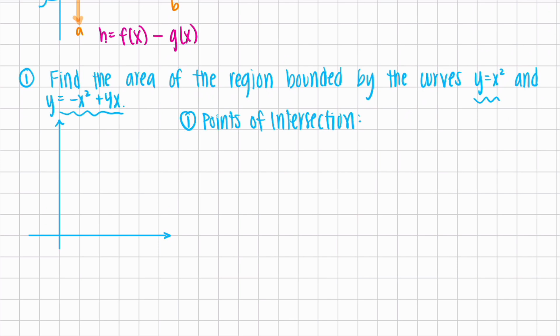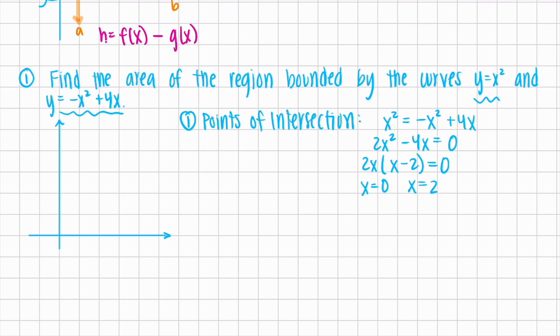To find points of intersection, I'm going to set the two equations equal to each other. So I'm going to say x squared equals negative x squared plus 4x. I'm going to get everything on one side and a 0 on the other side, and then I'm going to factor. I have a GCF of 2x. So this tells me x equals 0, x equals 2.